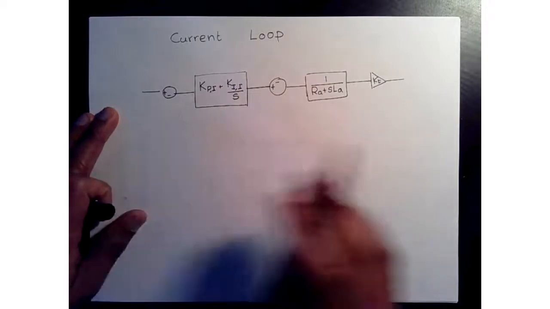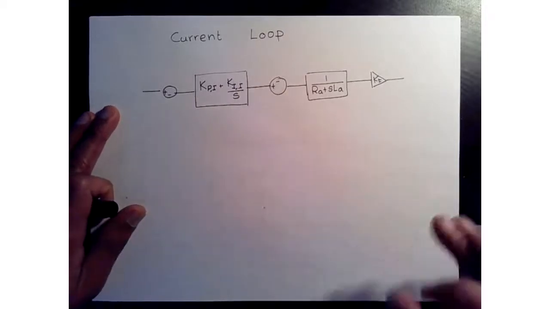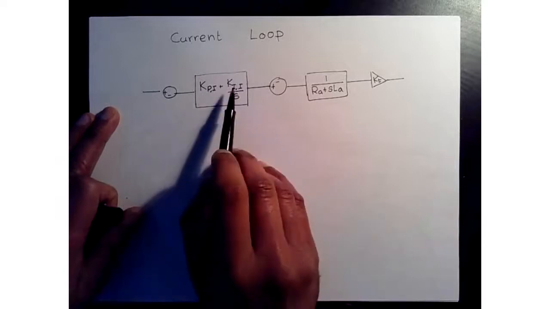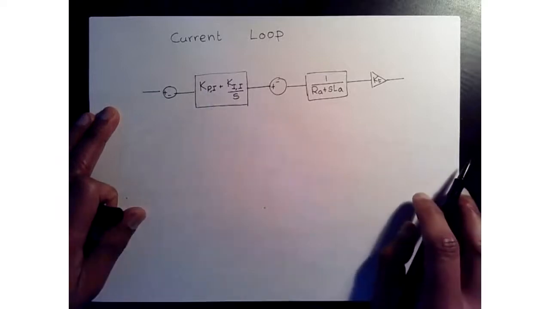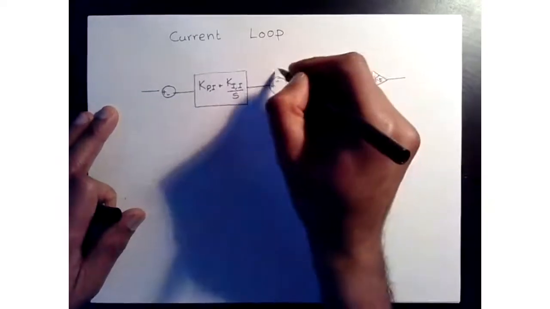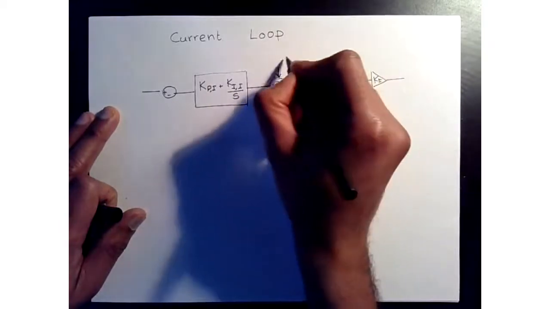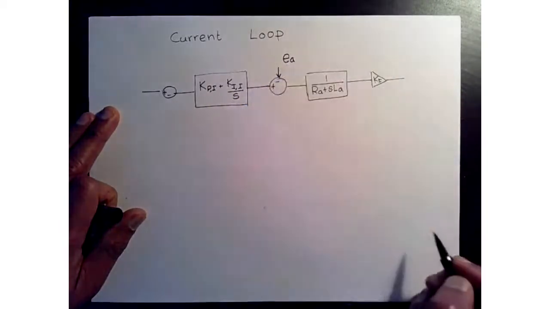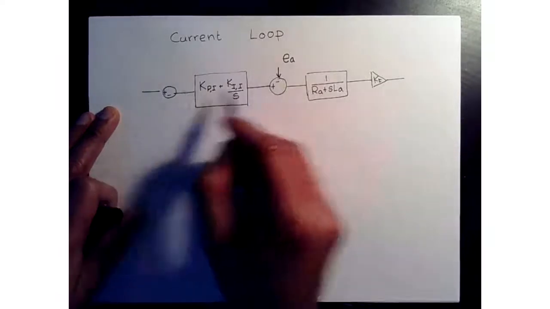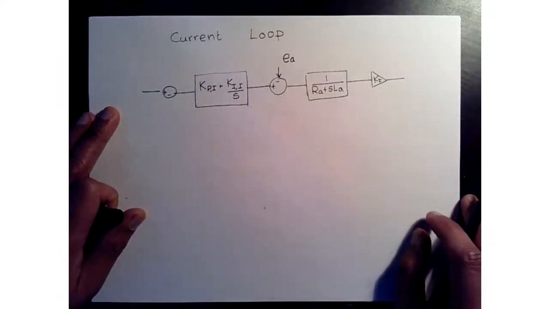This is very useful when you code stuff up, when you write your program, to distinguish which gain corresponds to which controller. So you have your back EMF here. Now we're trying to design a controller in this case.